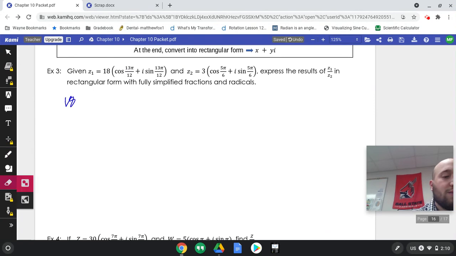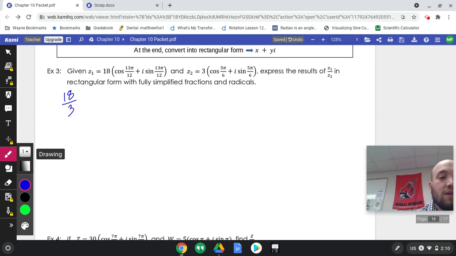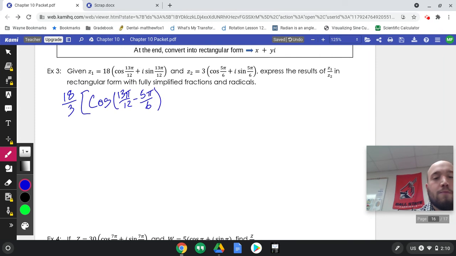So 18, ooh, that's messy. Let me get that out. So 18 divided by 3, then it's the cosine of 13 pi over 12 minus 5 pi over 6. Same thing with sine.